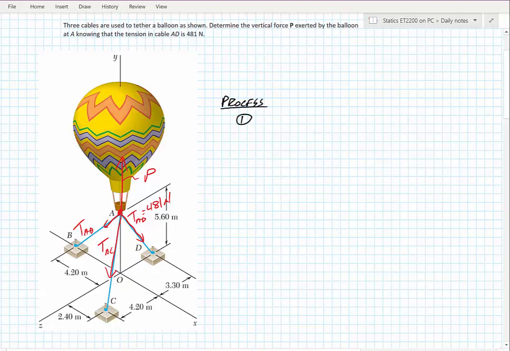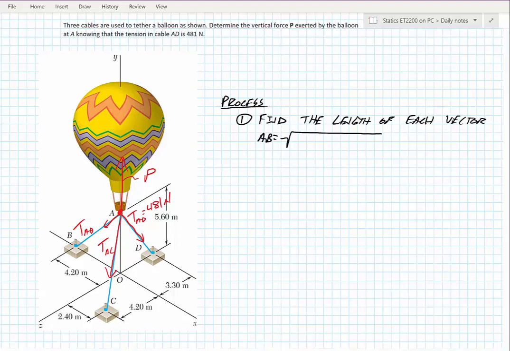So step 1, the first step in these types of problems, is to find the length of each vector, or in this case the length of each cable. So here what I'm saying is I have vector, or force, AB, and I can see that AB has an x, y, and z component, so I'm going to use this Pythagorean in 3D. And with cable AB, the first thing that I note is that when I go from A down to B for this x direction, kind of map it out, right? If I were to draw a little straight over and straight down. For this x direction, I can see I'm going 4.2 meters, but it's in the negative x direction.